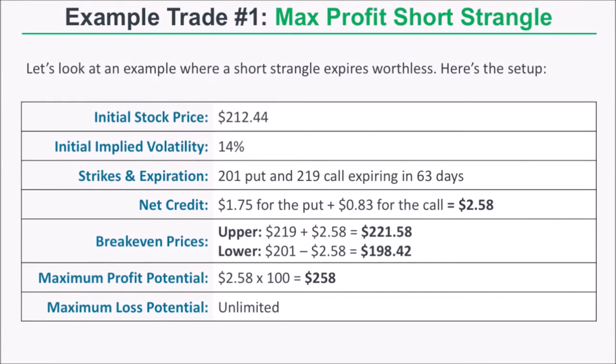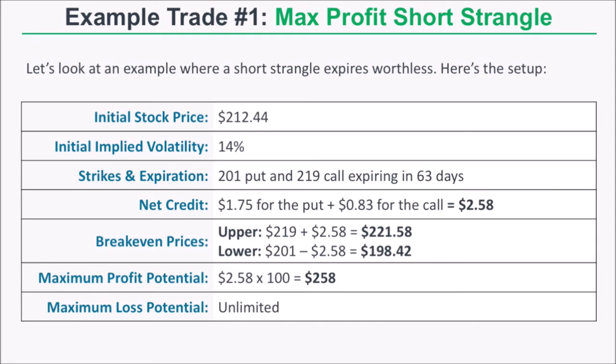So now that you know the theory behind a short strangle position, let's go ahead and look at 3 real trade examples to show you how the position performs in various scenarios. So the first example we're going to look at is where a trader realizes the maximum profit potential on a short strangle position, which of course happens when the stock price is between the short call and short put strikes at expiration. So here's the setup.